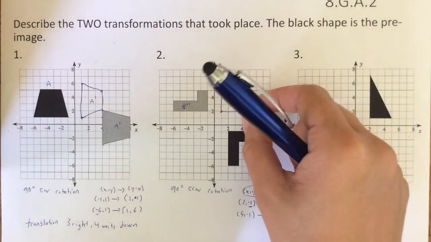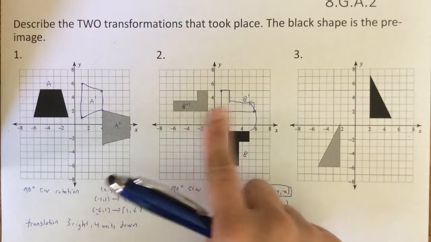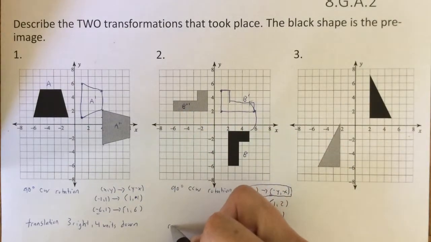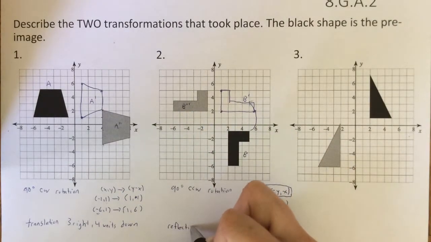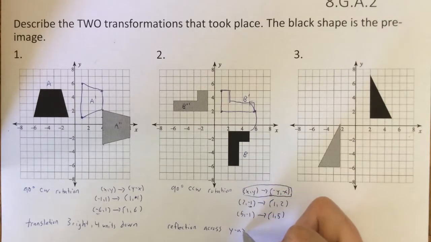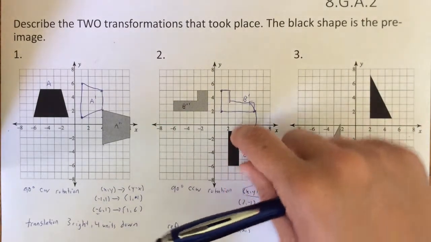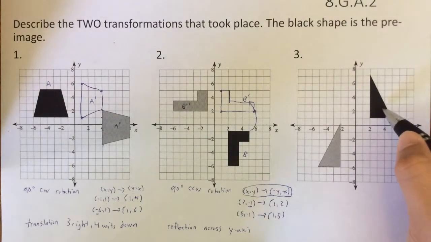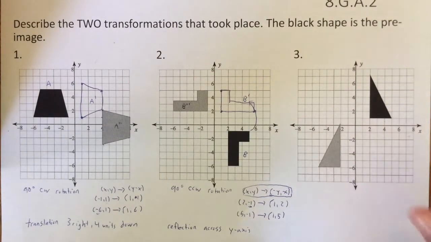Now that I have this, I see that it's just been flipped across the y-axis. That flip is called a reflection. So my second transformation is a reflection across the y-axis, because the y-axis is what it's flipping over. So the transformations that took place were, first a 90 degrees counterclockwise rotation and then a reflection across the y-axis.